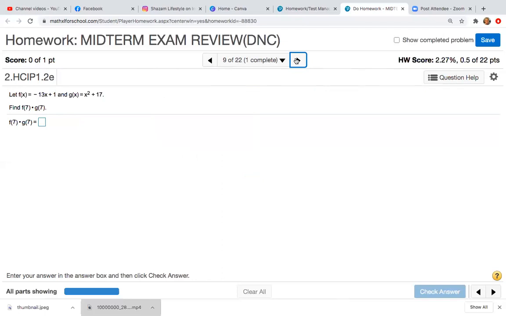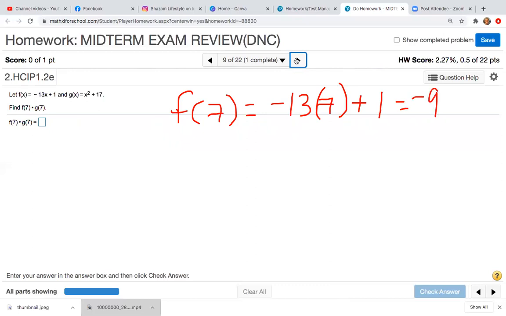Okay. Now, on this one right here, they want us to find f of 7 times g of 7. So we've got to find the product of f of 7 and g of 7. So we have to find the value of f of 7 by substituting 7 into the f function. So we do -13 times 7 and then plus 1. Let me see, -13 times 7, that's going to be -91, plus 1, which gives me -90.